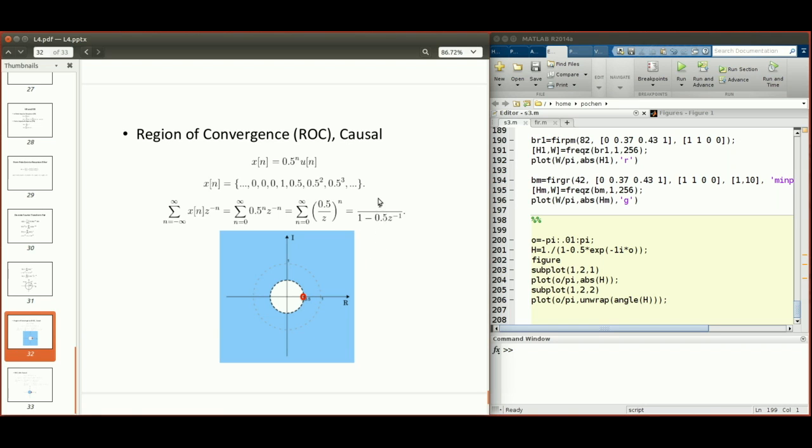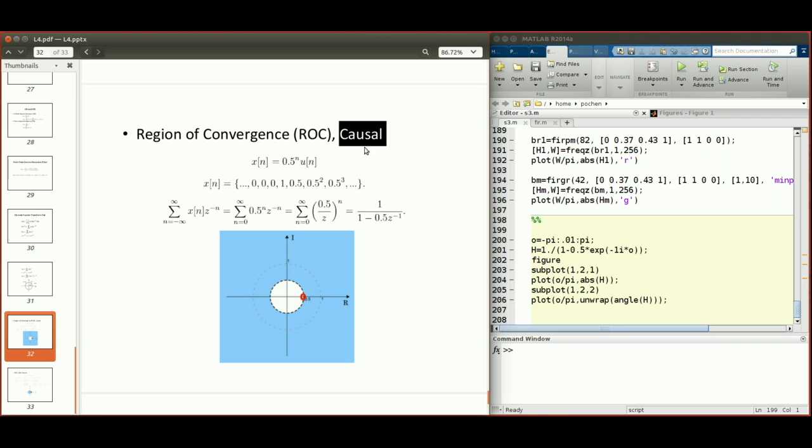In fact, for this particular example, you have just the one pole. But if you have multiple poles, then the region of convergence is going to be bounded by the pole with the largest radius. Suppose you have a pole here, and then the region of convergence is going to be outside of the circle that goes through the pole with the largest length. So that's a causal example.